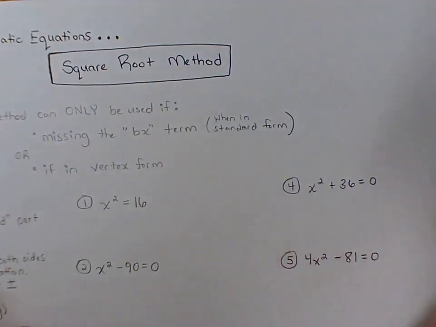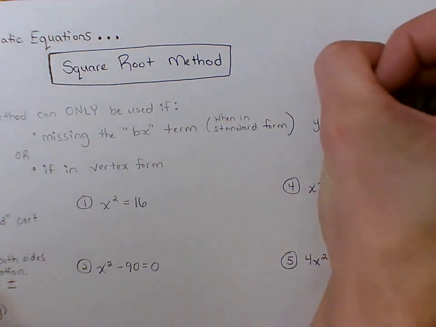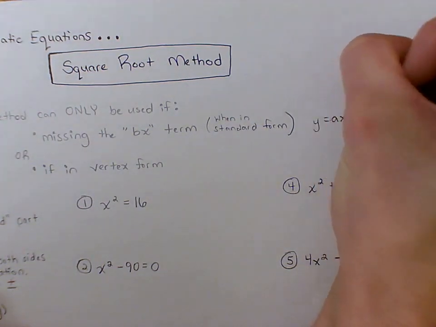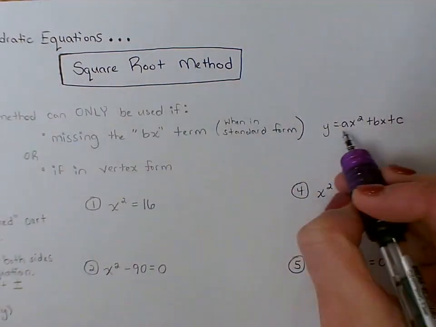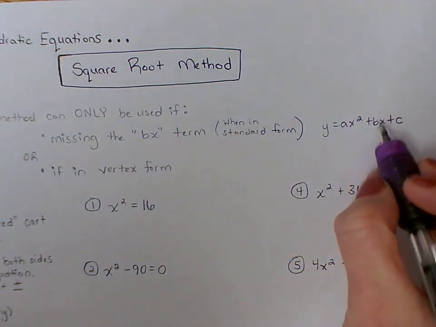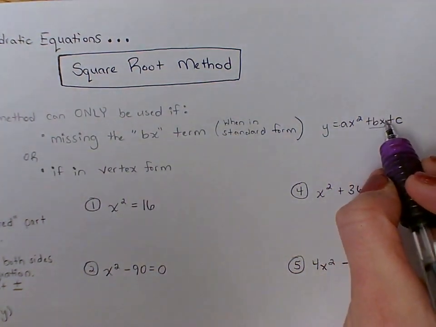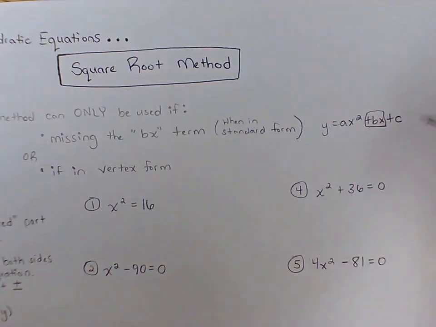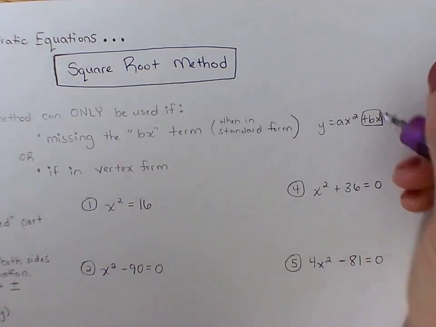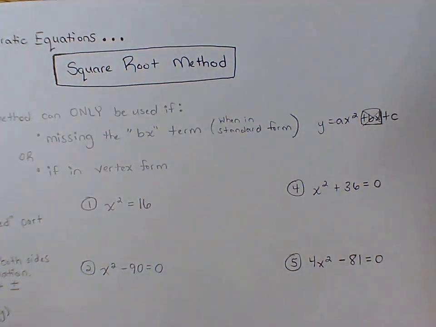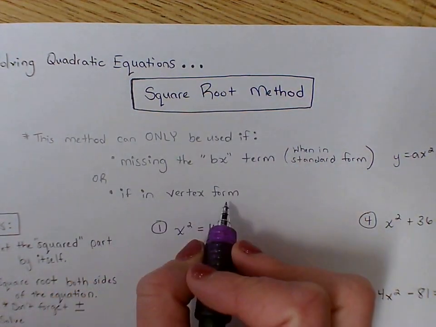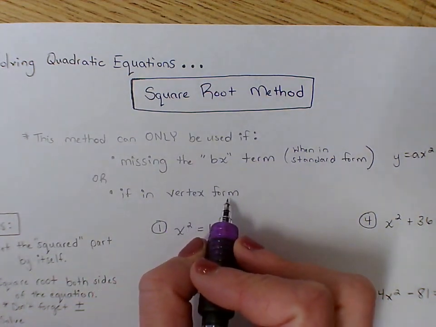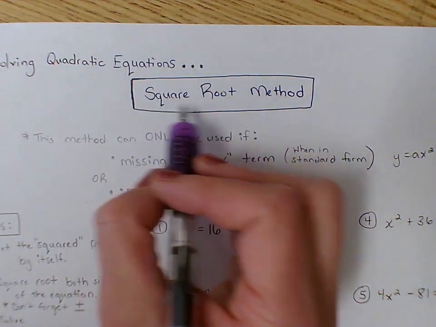So just kind of refresh your memory. Standard form is y equals ax squared plus bx plus c. So if it's in that form, you actually have to be missing that x term right there. It cannot be in there, because if it was in there, you wouldn't actually be able to solve it this way. So that term has to be missing, okay? So if that's missing, then you'll be able to use the square root method to solve it. Or if you're looking at the equation and it ends up being in vertex form, you'll actually be able to solve it this way as well, okay?